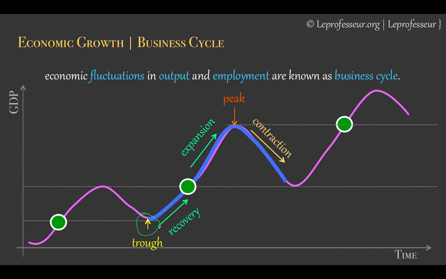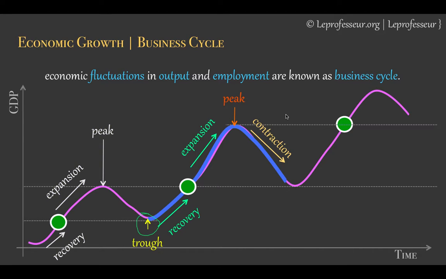Then after that, the economy is recovering, and where we hit the horizontal line with the curve, after that point we say the economy is expanding. At the peak of this curve, the economy has reached its peak, and now it looks like the economy will contract. Okay, so the economy enters a contraction phase.